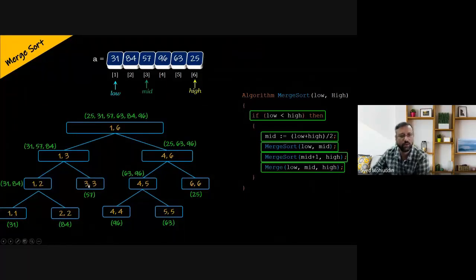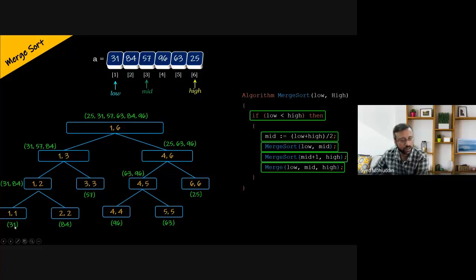There is 3, 3. Low is 3, high is 3, which means there is only one element. That we have found that solution. Then 4, 5 is divided into 4, 4 and 5, 5. Now, 1, 1 has only one element, that is 31. 2, 2 has only one element, 84.